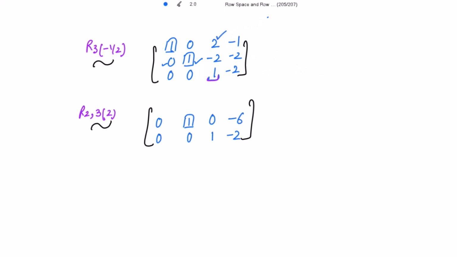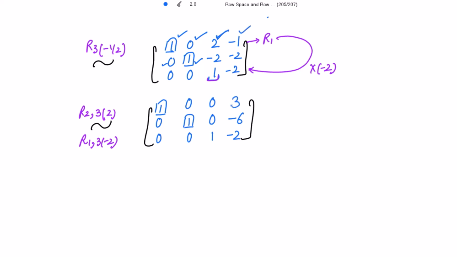Required to get 0 over here, row 1 should be changed and adding its elements to the row 3, but row 3 should be first multiplied with negative 2. 0 multiplied with negative 2 we get 0, adding this to 1 we get 1, no change. 0 multiplied with minus 2 we get 0, adding this to 0 we get 0. 1 is multiplied with minus 2 we get minus 2, adding this to 2 we get 0, this is what we need. Minus 2 multiplied with minus 2 we get 4, adding this to minus 1 we get 3.